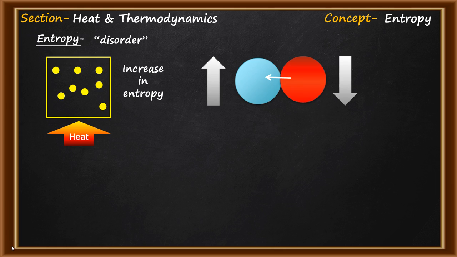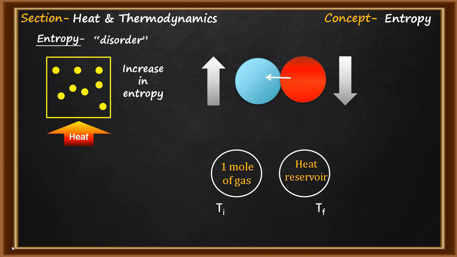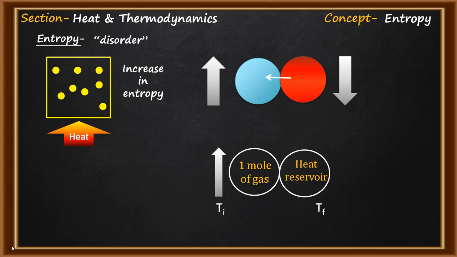Now coming to the question. Here we have a mole of gas at temperature Ti and a heat reservoir at temperature Tf. So when the gas comes into contact with the reservoir, the situation is slightly different as compared to the previous case. Here when both of them come into contact, the temperature of the gas will increase, but the temperature of the heat reservoir is not going to change.